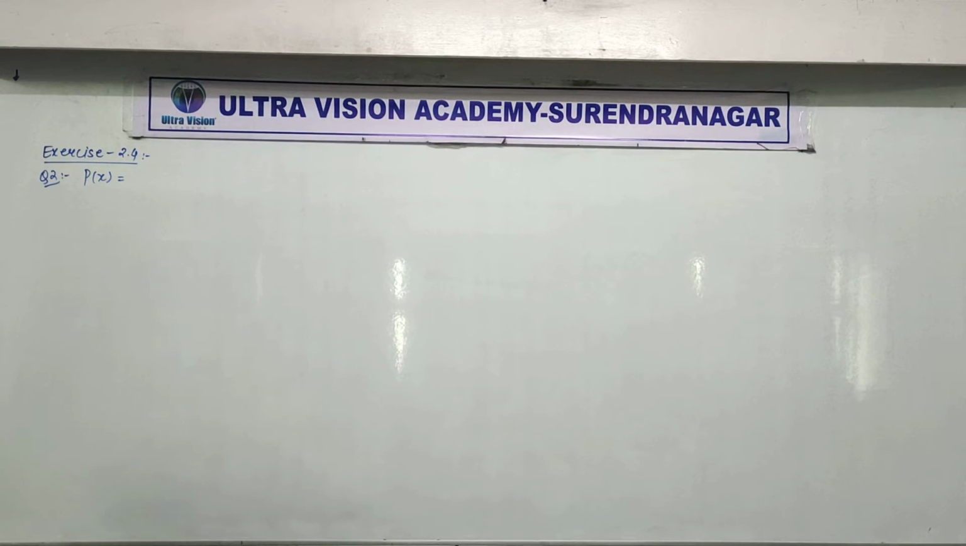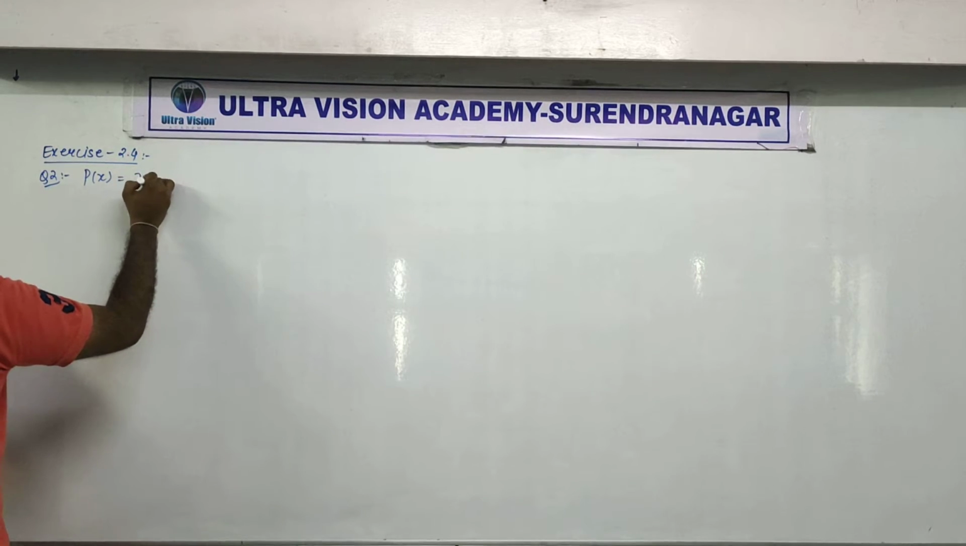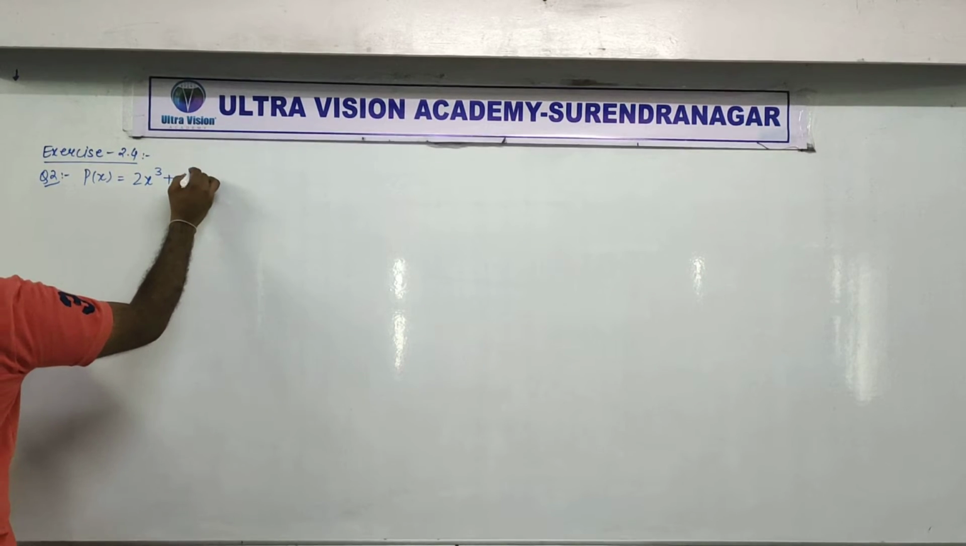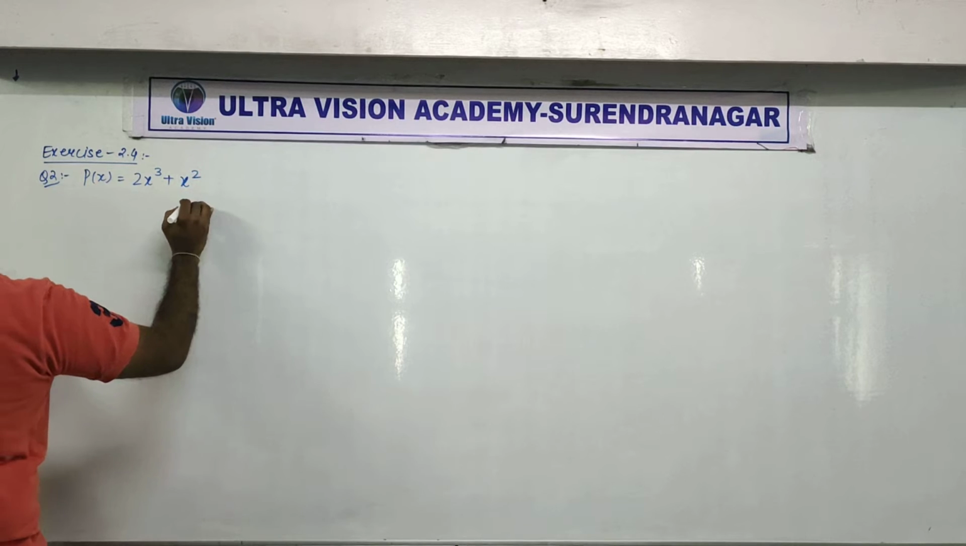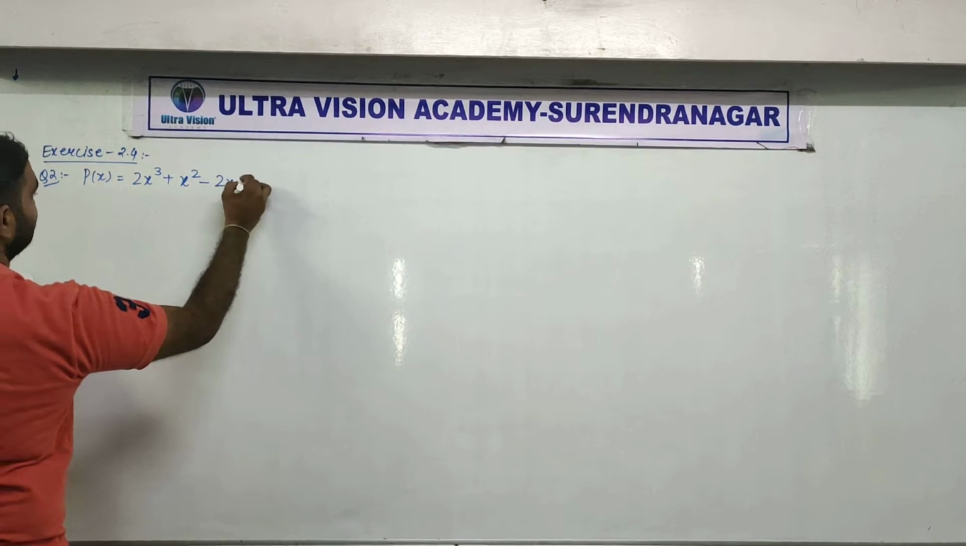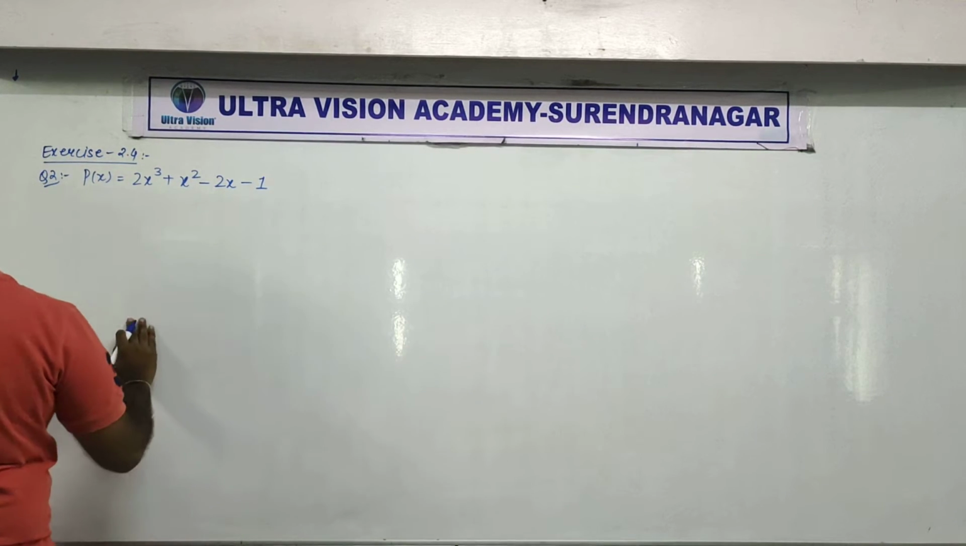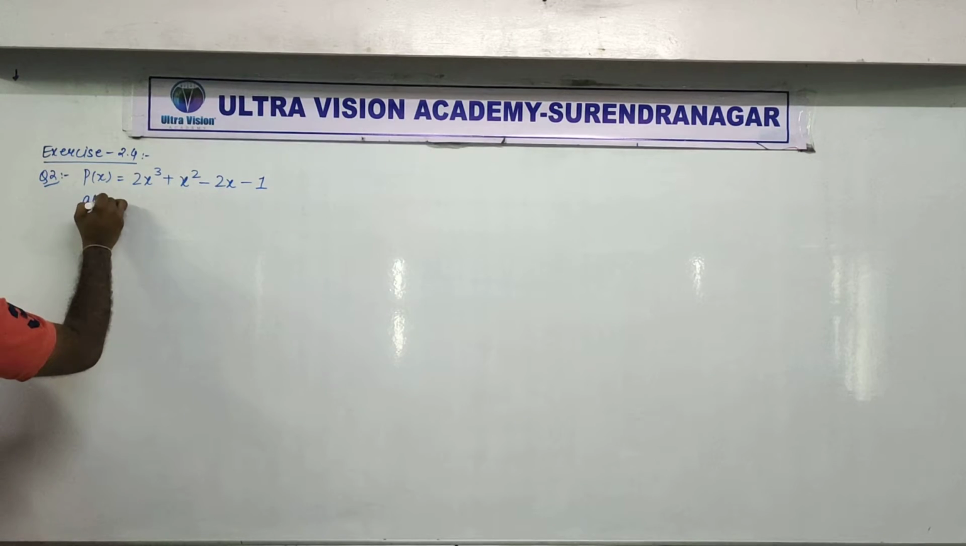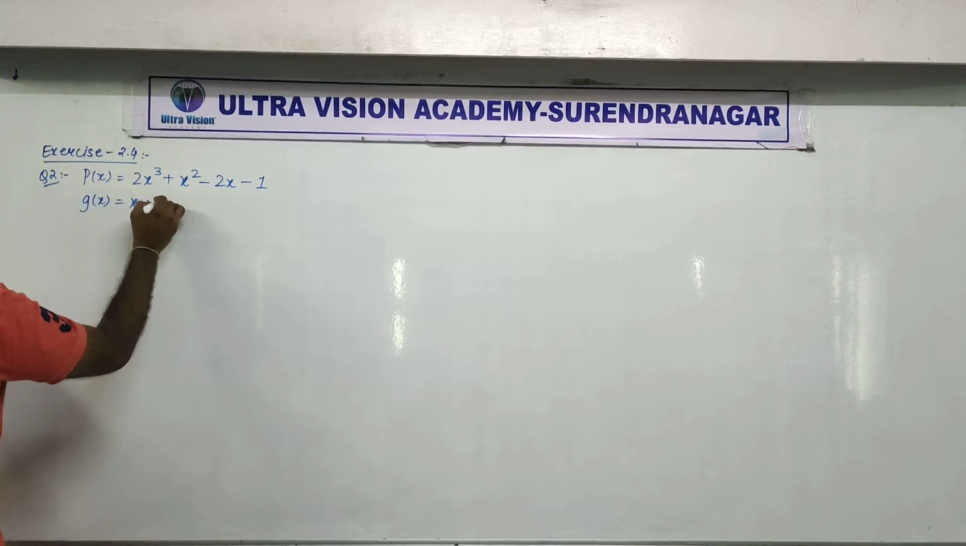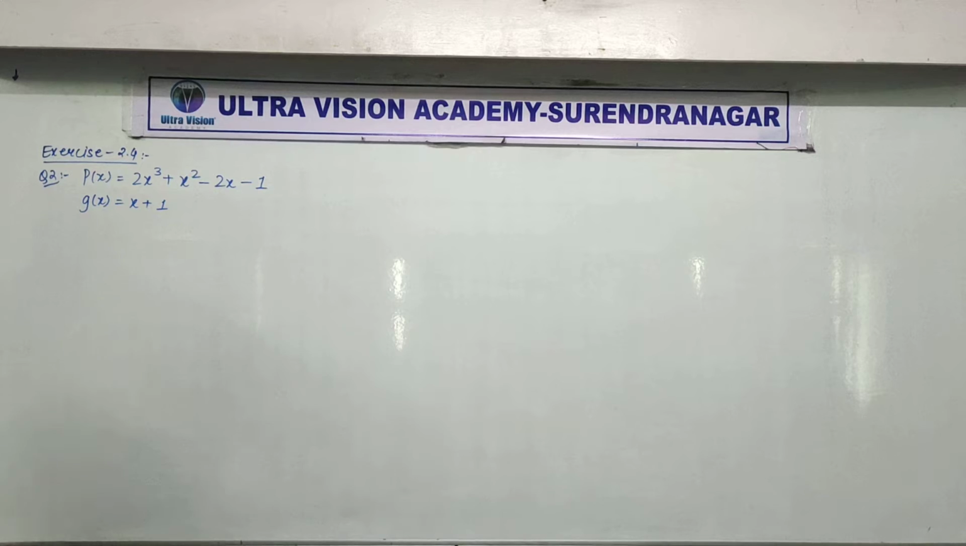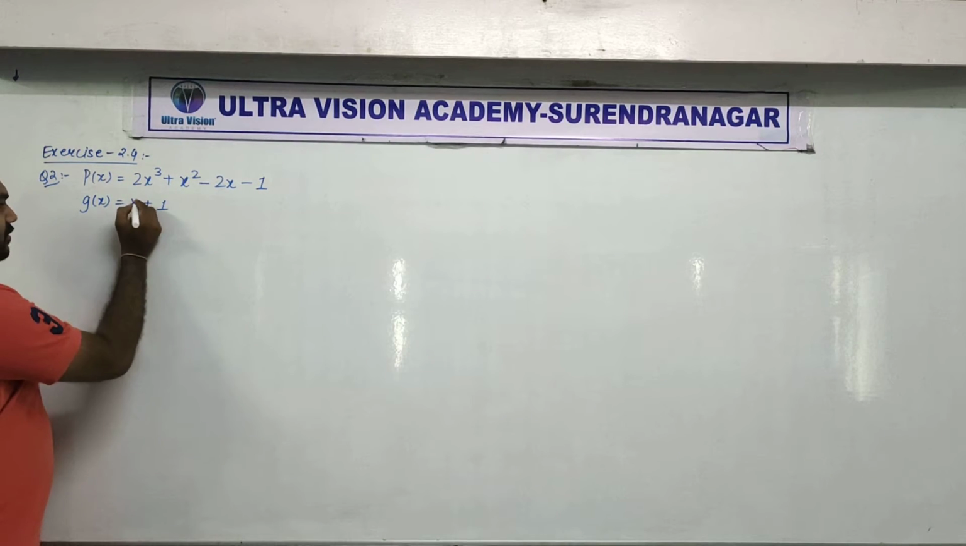P of x is 2x cube plus x square minus 2x minus 1. G of x is x plus 1. And we need to check whether g of x is a factor of p of x or not.